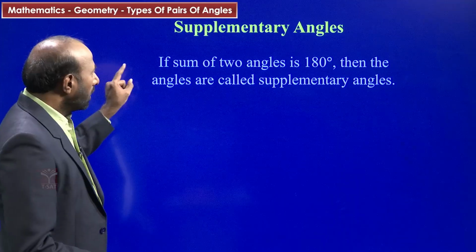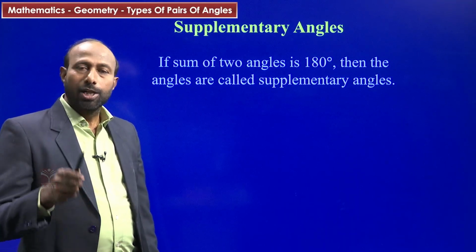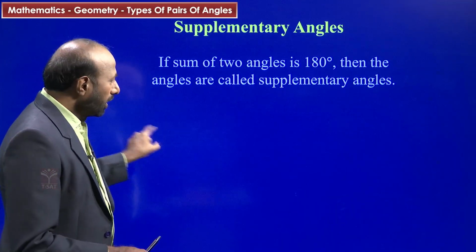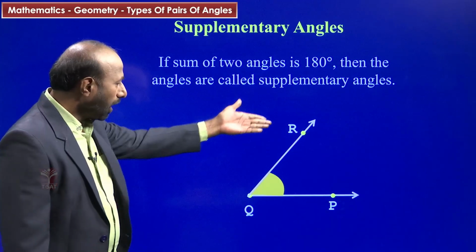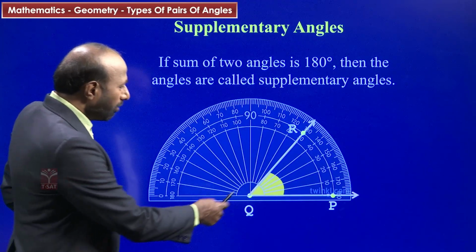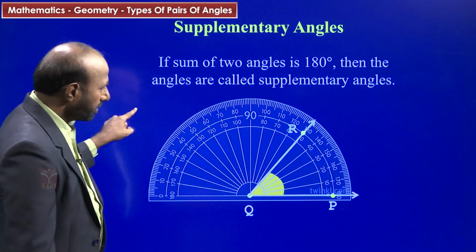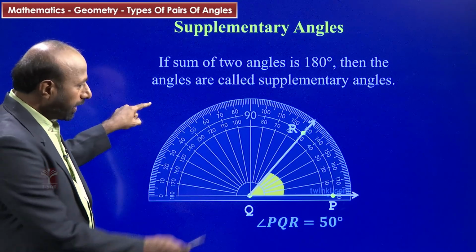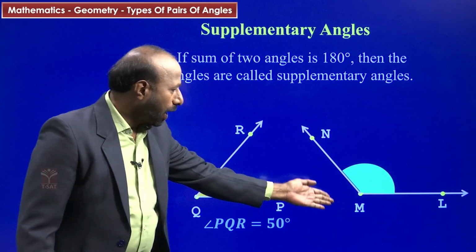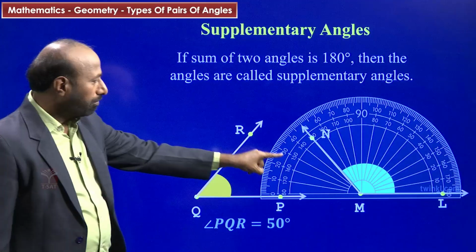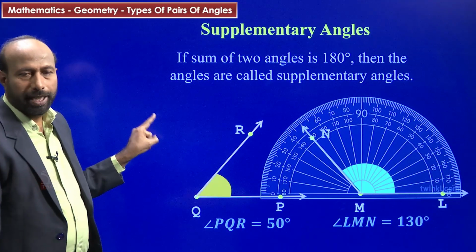If the sum of two angles is 180 degrees, then the angles are called supplementary angles. So, here we have an angle PQR and measuring this angle we get angle PQR is equal to 50 degrees. And take another angle LMN, and by measuring this angle we get angle LMN is equal to 130 degrees.